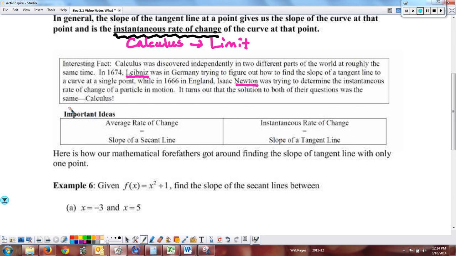All right, so the key idea here is that if we were in pre-calculus, we would be calculating average rates of change and slopes of secant lines. If we are in calculus, we're going to be calculating instantaneous rate of change and slopes of tangent lines.